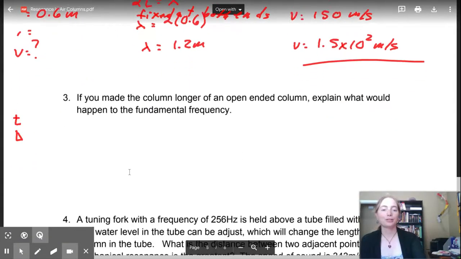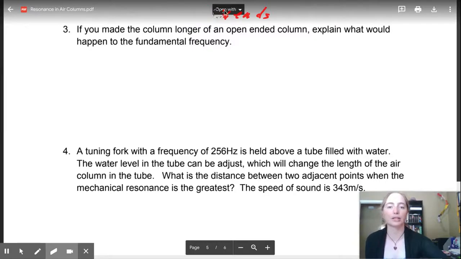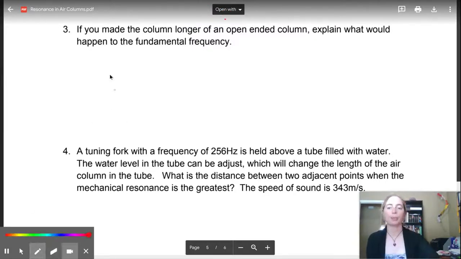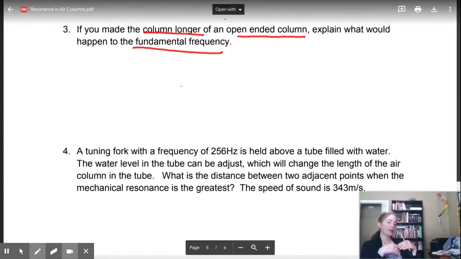Okay, so number 3, let's erase these random things that have traveled down with us to the next question. If you made the column longer of an open-ended column, explain what would happen to the fundamental frequency. Well, we kind of did this with the pot, bottle, and water. The principle is going to be very similar. So let's think back to that example. What did I do to the closed-ended tube? I filled it with water. So by filling it with water, I made the tube shorter. The frequency or the pitch became higher, so larger, as the wavelength became smaller.